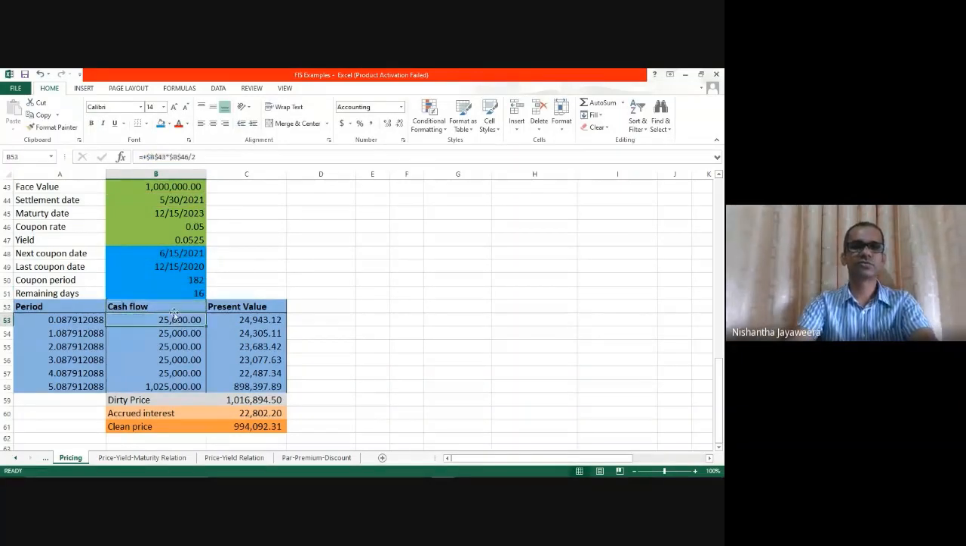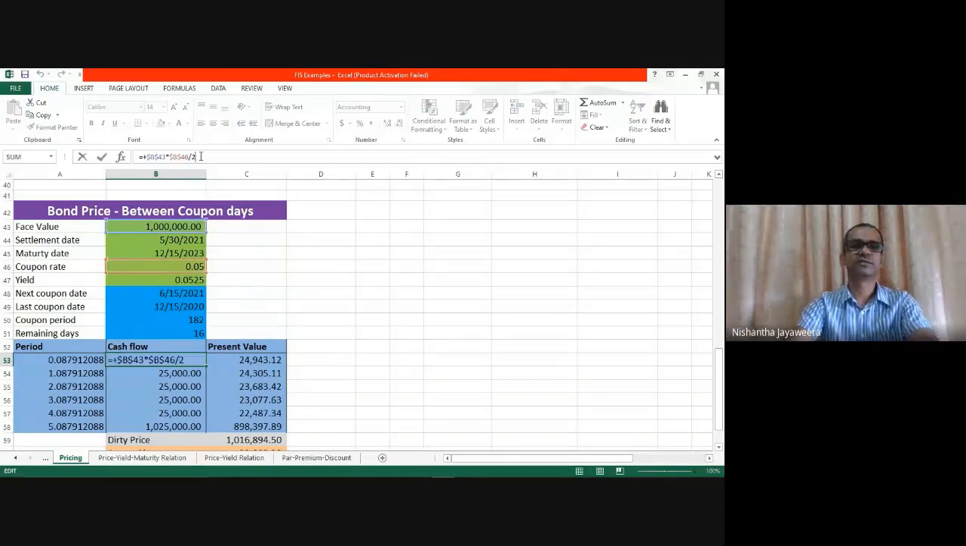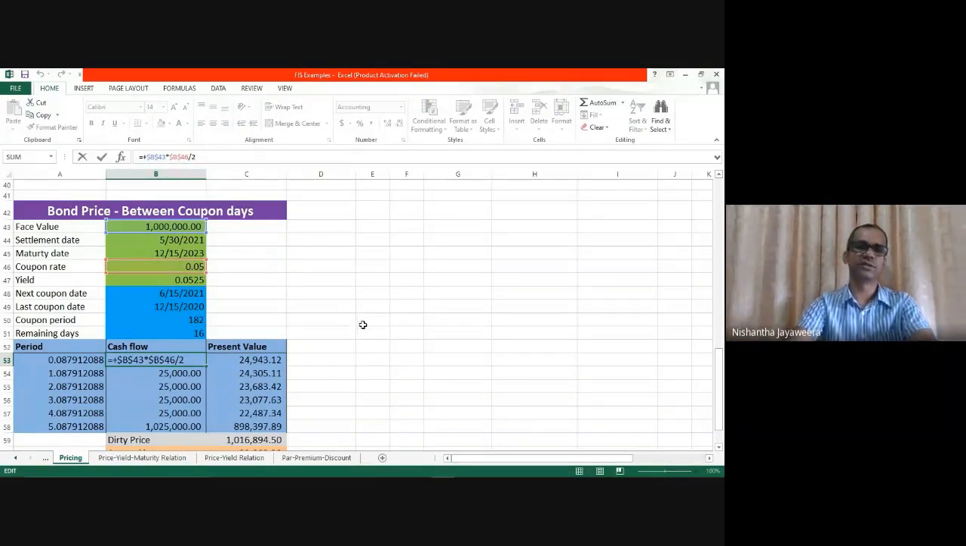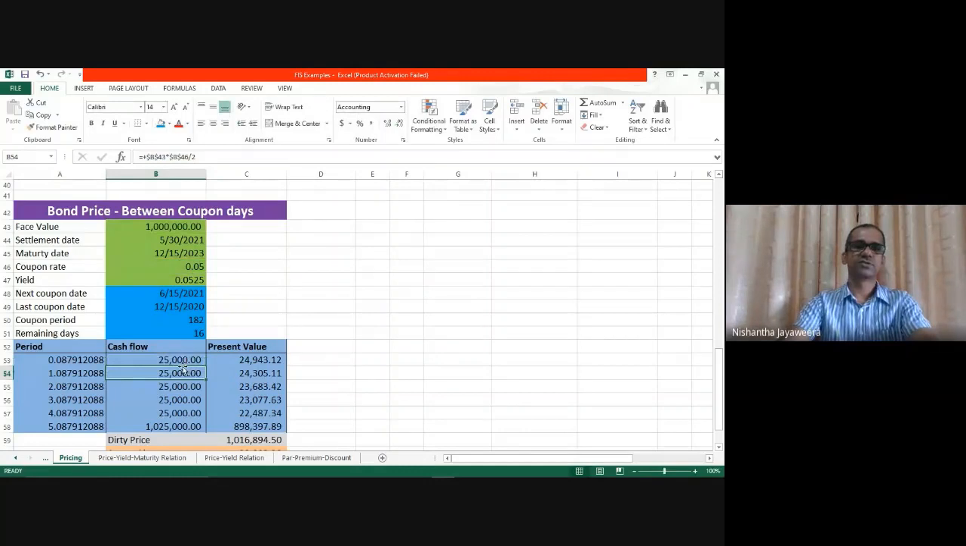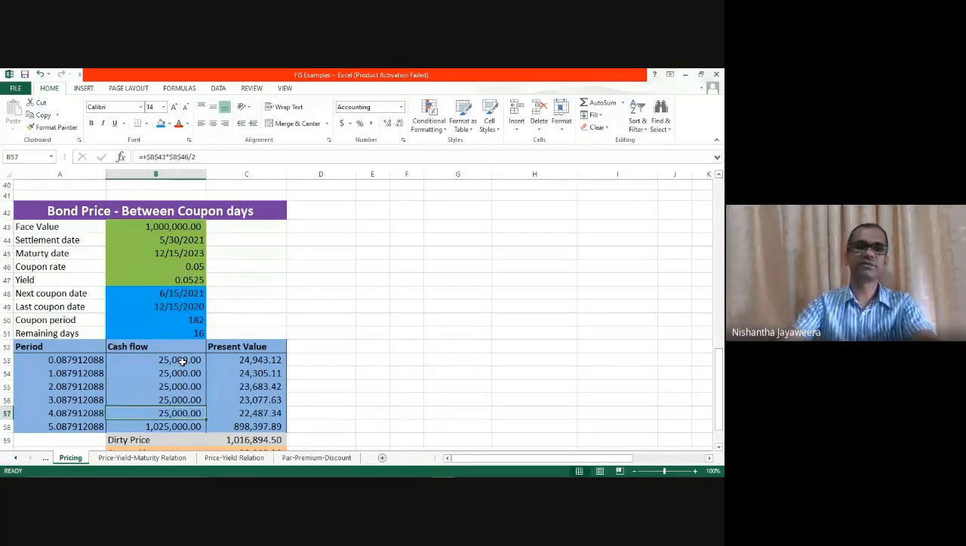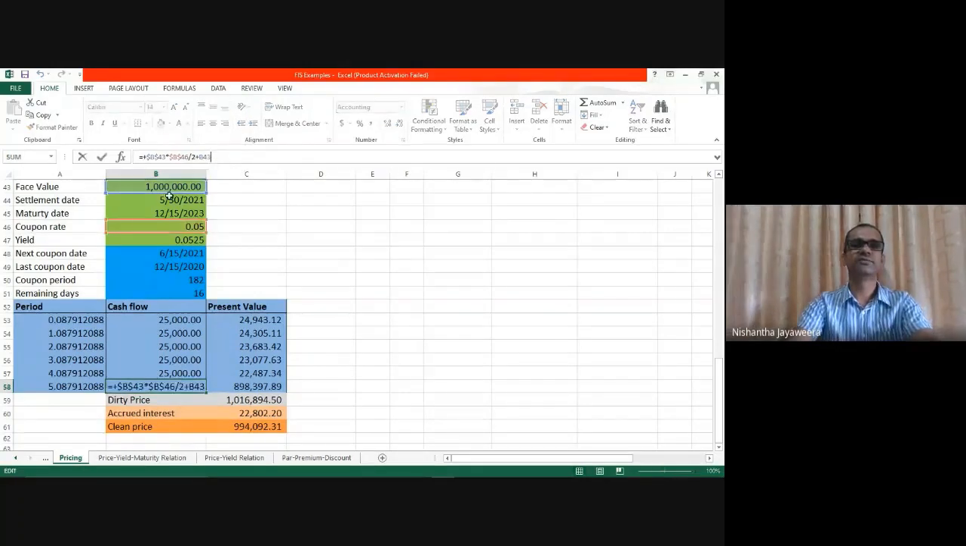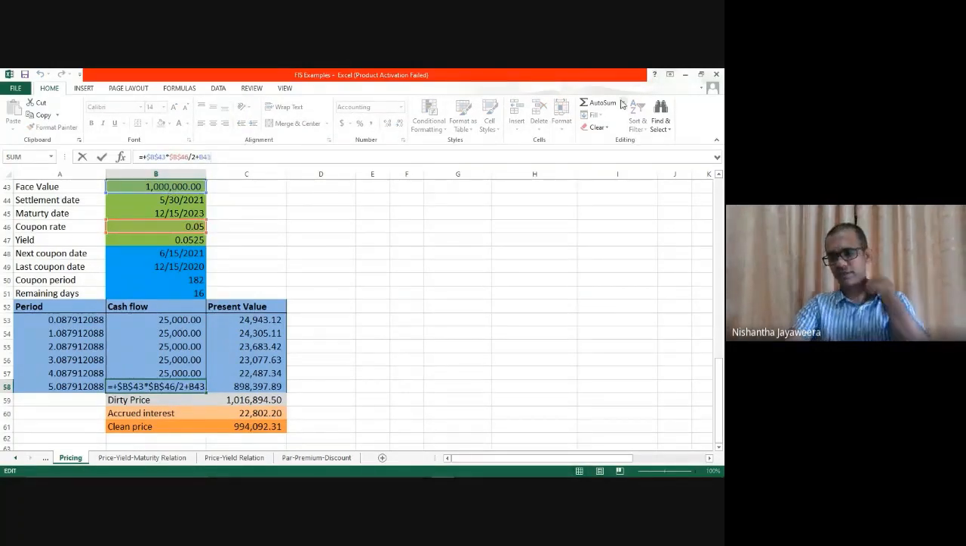Cash flow is face value into coupon rate divided by the frequency. I didn't put the frequency here. I straight away put it as 2 into the equation itself. So each coupon you get 25,000, except for the last one. Last one you add the face value because you get the face value.